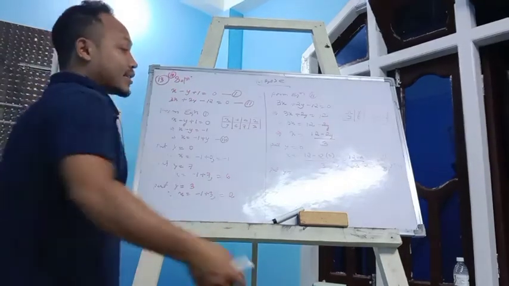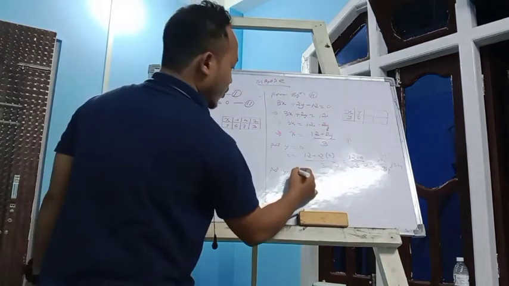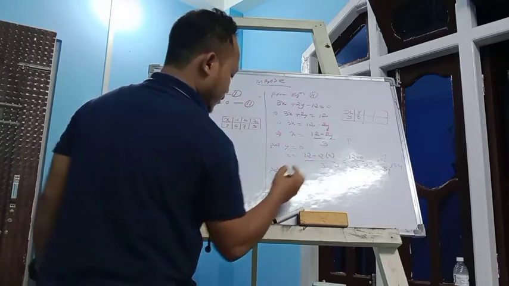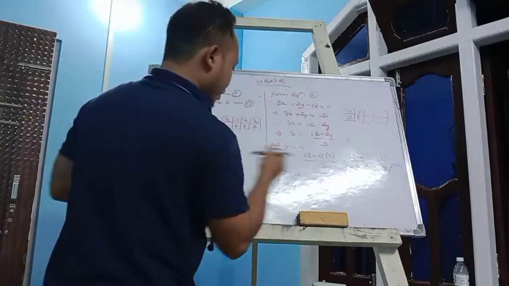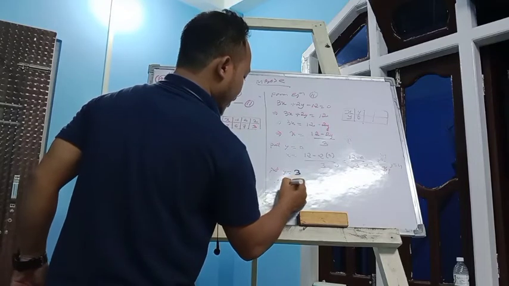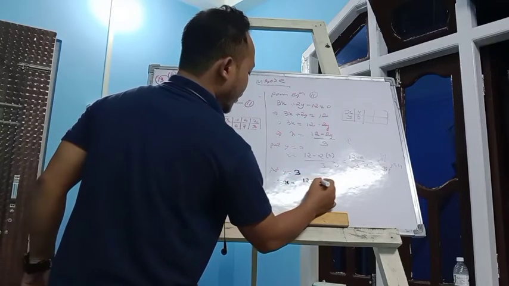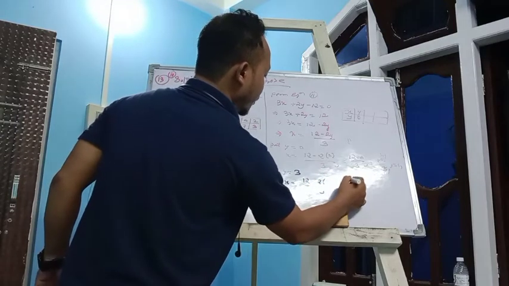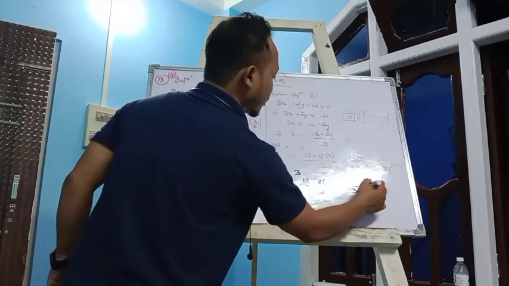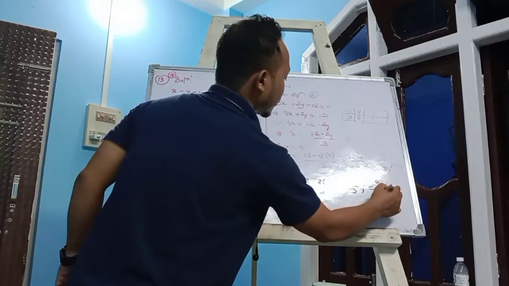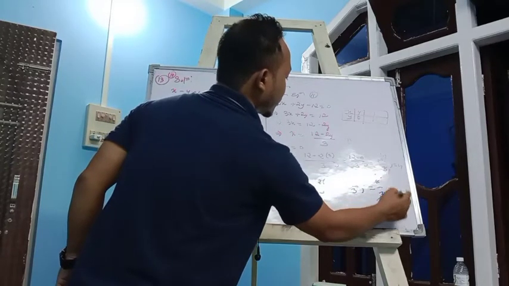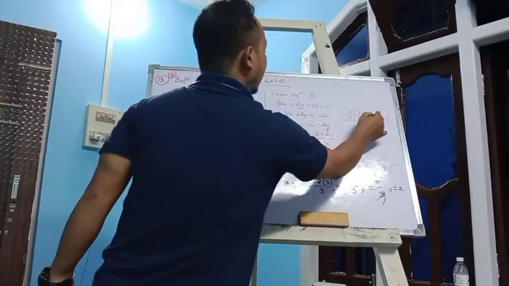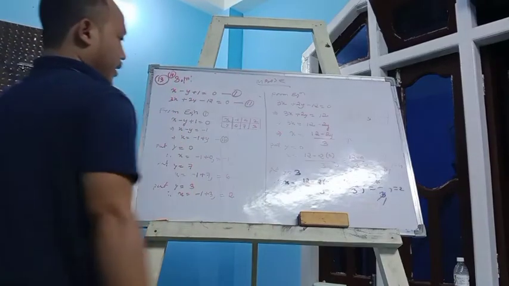That's why I cannot put 2 also. I am putting 3. So 2 into 3 is 6. So I can put 3. Therefore, x will be 12 minus 6 by 3, 6 by 3 is 2. So when I put y is equal to 3, I get x is equal to 2.